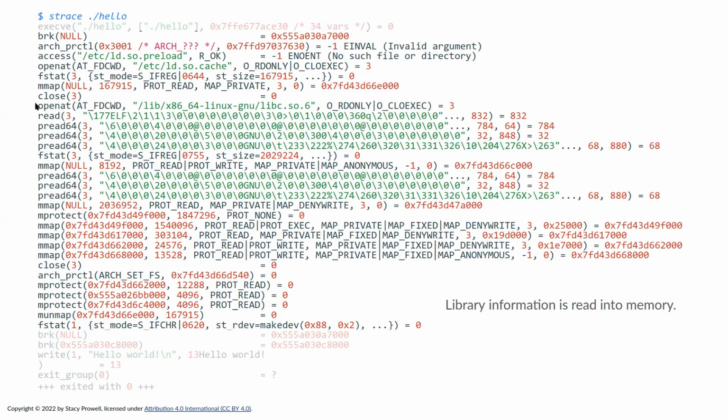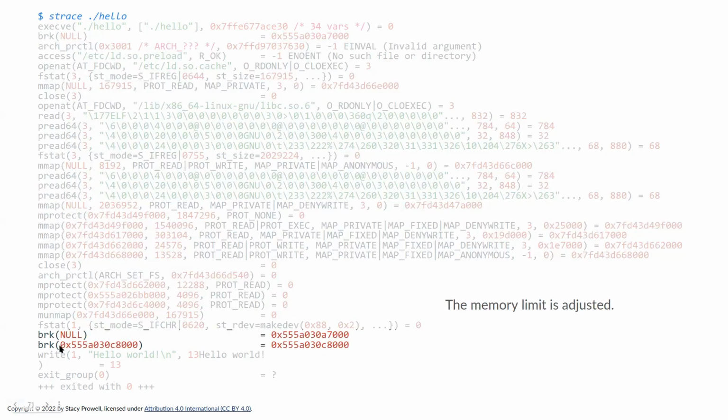So you can see stuff happening here to do that. See some mmap commands that will allocate and map memory for me. And so all this library information gets read in, a whole bunch of stuff happens. I adjust some memory limits. The brk system call modifies where the program break is located.